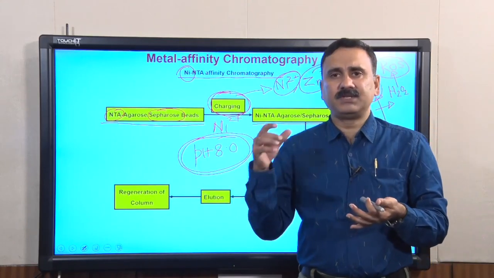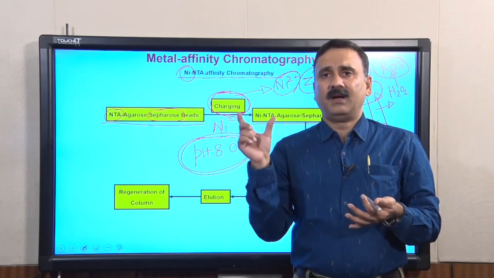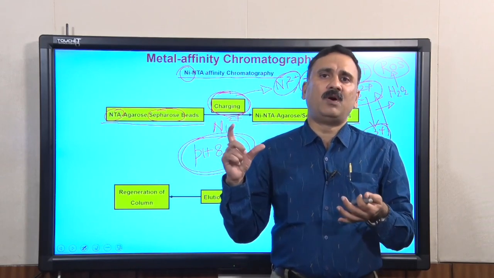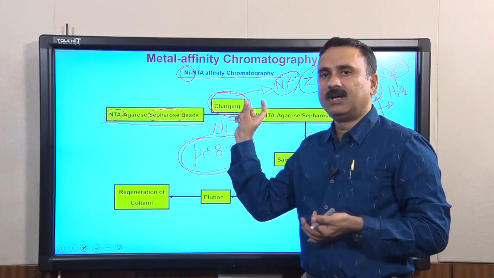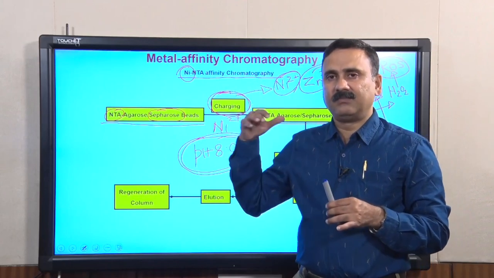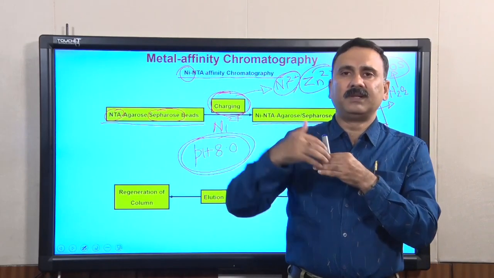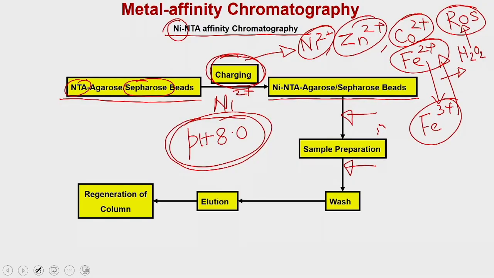Then the histidine tag, which is a stretch of 6 histidines, forms a small biophore which has a very strong affinity to the nickel which is bound to the beads, or to this particular active group present on the matrix. So the sample will bind. Then you will wash the sample with the washing buffer, which is going to be a high salt buffer. And once your washing is over, you are going to do the elution.